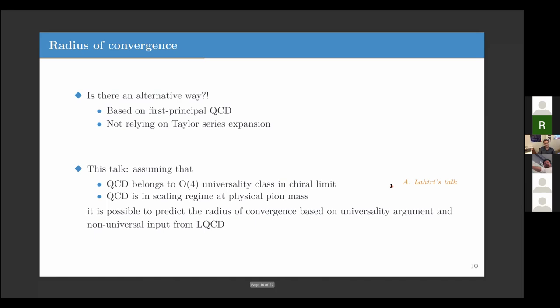And I will also assume that QCD is in the scaling regime of this universality class at the physical pion mass. And again, there is some indication that it is. If not, then we can limit my argument to just smaller pion mass. And at the physical pion mass, you can consider my discussion as just a model of reality. Okay, and based on that, it is possible to predict the radius of convergence, if I take this universality argument and universal input from lattice QCD calculations.